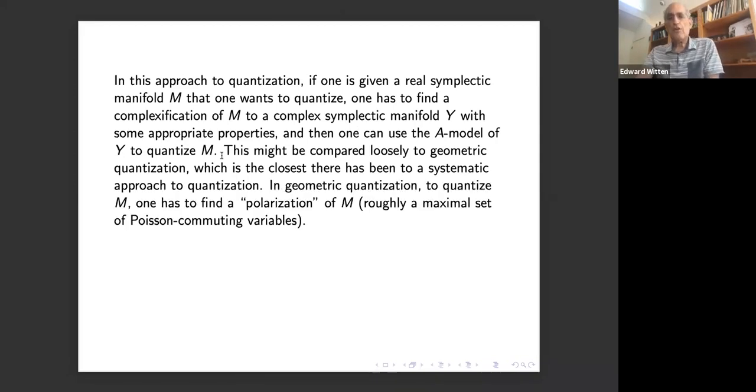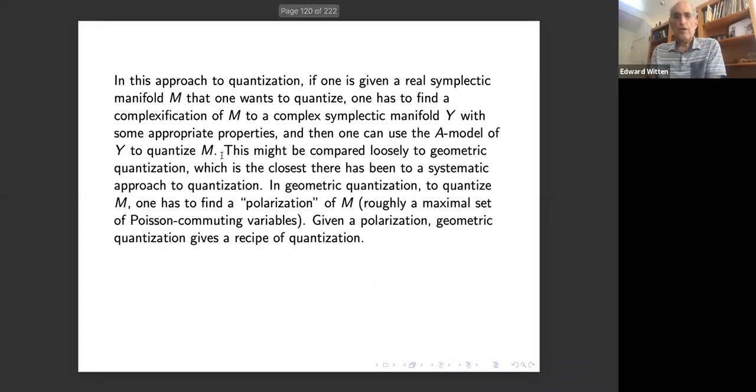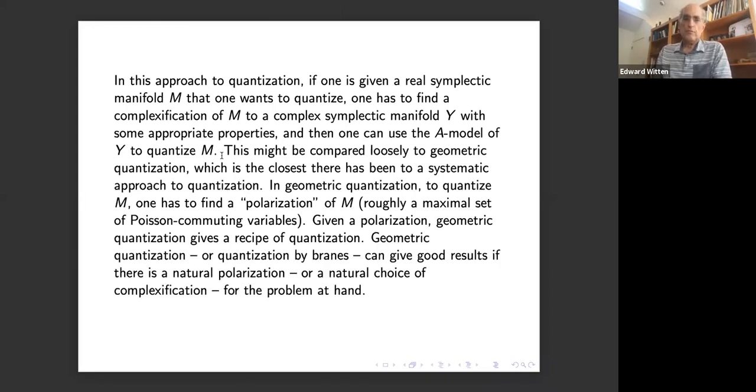In geometric quantization, to quantize M, you have to find a polarization of M, roughly a maximal set of Poisson commuting variables. Given a polarization, geometric quantization gives a recipe for quantization. So geometric quantization or quantization by branes can give good results if there's a natural polarization in the case of geometric quantization, or natural complexification in the case of quantization by branes.